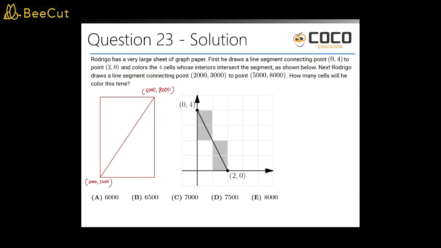Well, let's find the length of the rectangle. This is 8,000, this is 3,000. Difference between them is 5,000. This side equals to 5,000. Then let's find the breadth of the rectangle. There's 5,000, 2,000. Difference between them, that's 3,000.